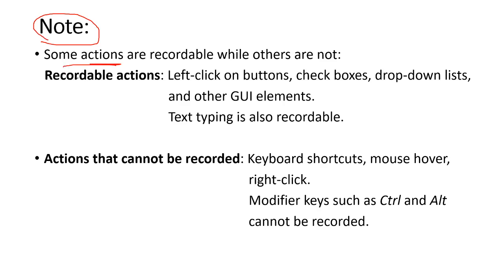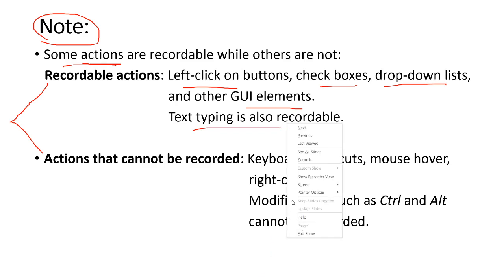So please keep this in mind. Actions are categorized into two types: one is recordable and the other is non-recordable. As the name itself says, recordable actions are the ones which can be recorded by UiPath Studio. For example, left-clicking on buttons, or checking checkboxes in the browser or in the application. Then dealing with drop-down lists and other GUI elements, like minimizing, maximizing, and closing the window. Text typing is also recordable.